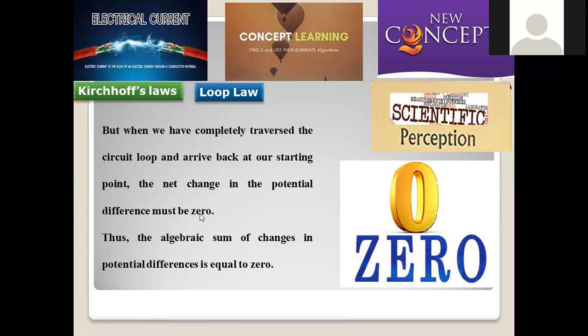As we are moving in a circular loop, there will be a change in potential. You can clearly observe that. But when we reach the starting point again, from where we started, it becomes a closed circuit. So the entire potential difference will become 0. Thus, the algebraic sum of the change in the potential difference is equal to 0. That is called the loop law.